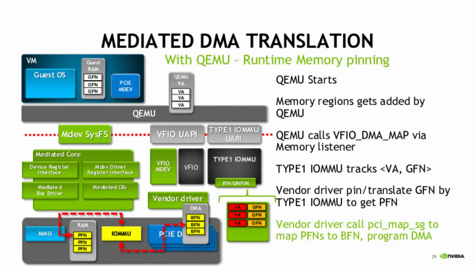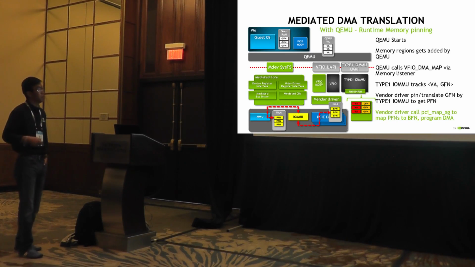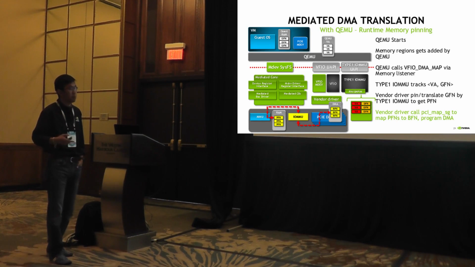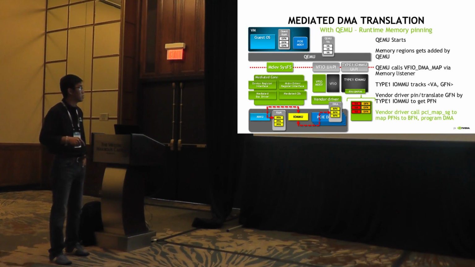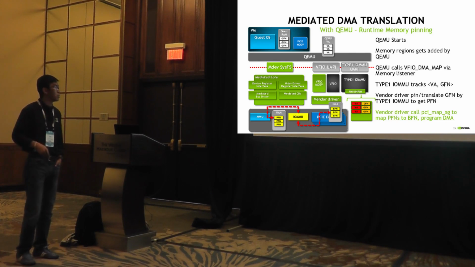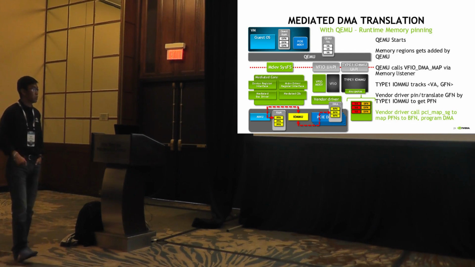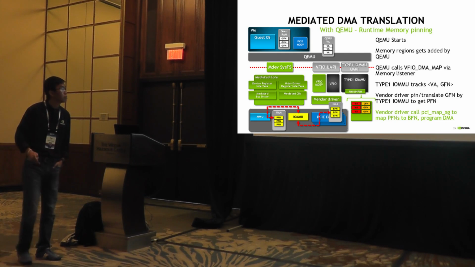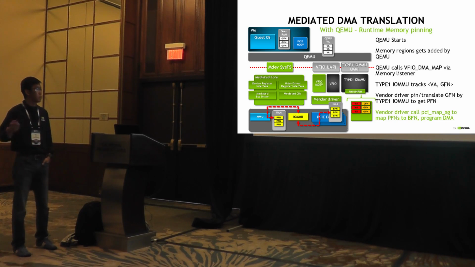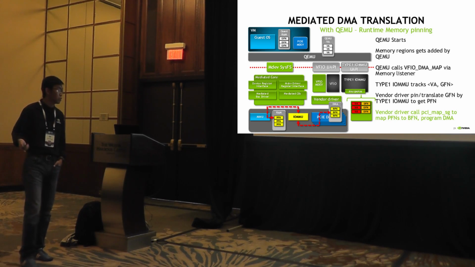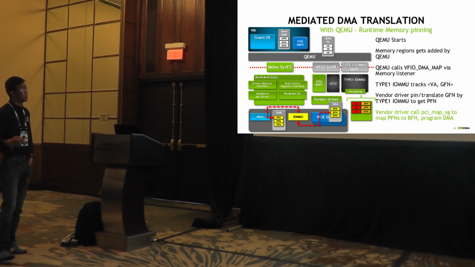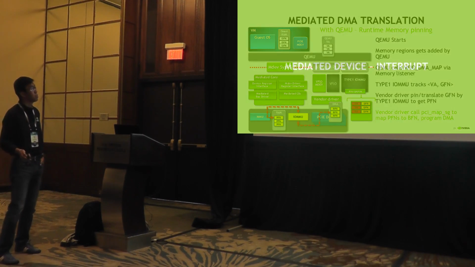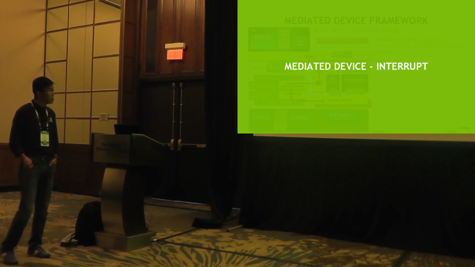Then the vendor driver will call the PCI map SG to map the PFN to BFN, and then program the DMA. The PCI map SG will handle automatically for us, with and without the physical IOMMU here, so the address you put on the bus is correct, right? When the DMA is set up, the device is going to launch the DMA and notify, hey, I'm done, right? That is through the interrupt. So that's the next topic, about interrupts.